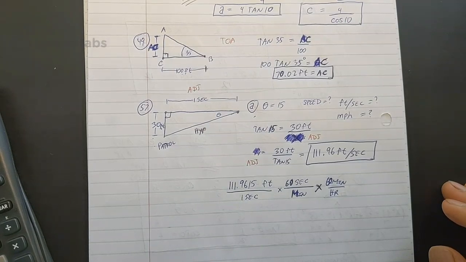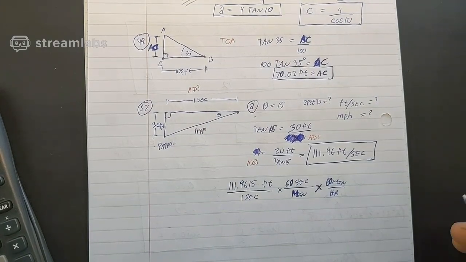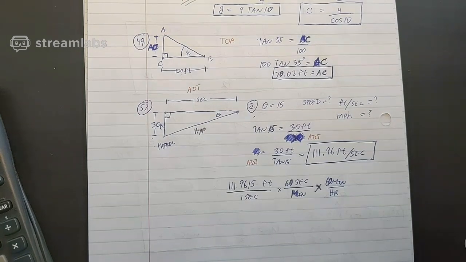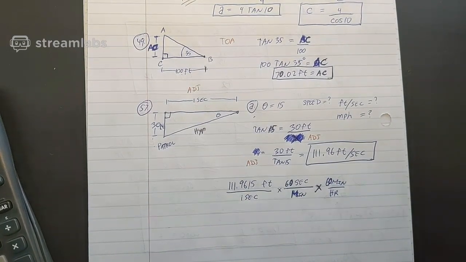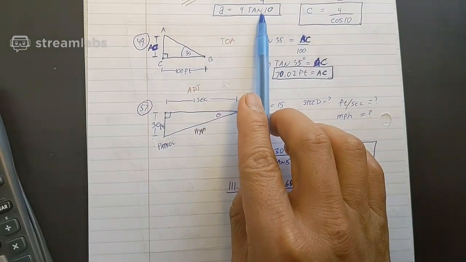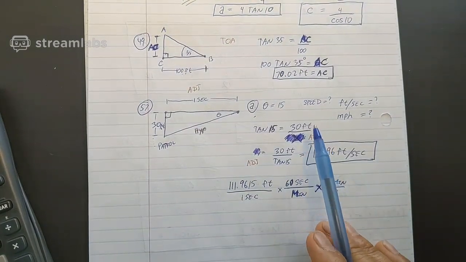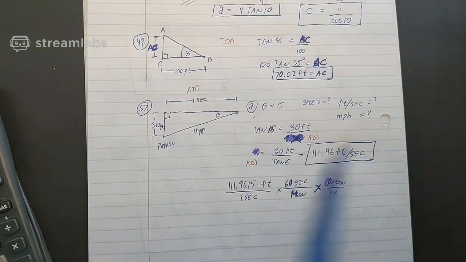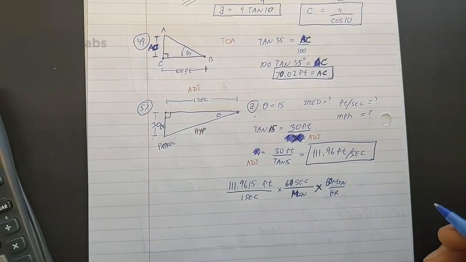For number 33, the direction says find the exact value. So decimals are technically approximates. These are tangent 10 and cosine 10. They're exact values.